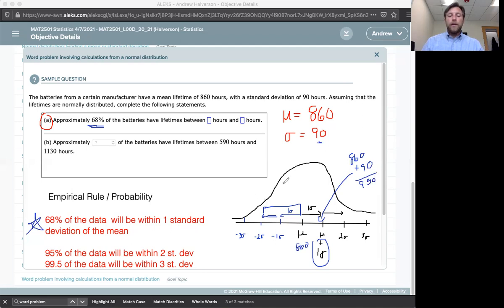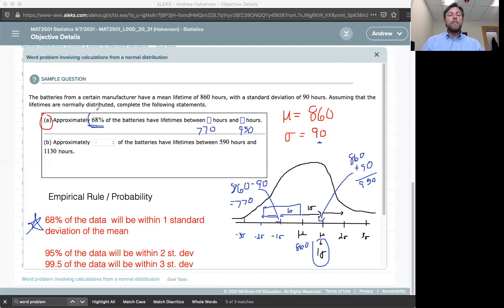And then this value right here is 860 minus 90, minus 1 standard deviation. So that gives us what, 770? So the values are 770 and then 950. And it all stems from the empirical rule of probability.